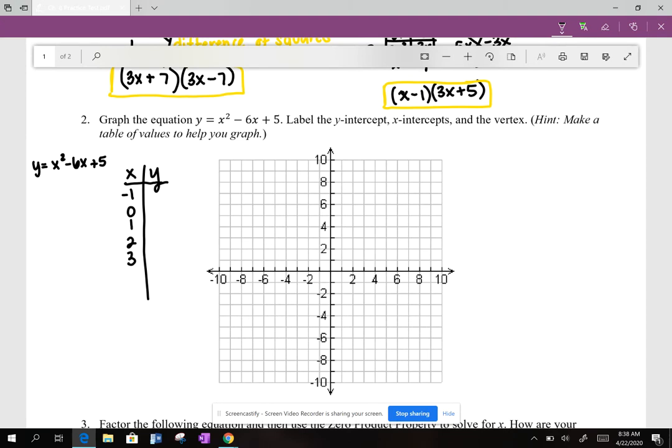-1 for x. So -1 squared minus 6 times -1 plus 5. That's going to give us, let's see, -1 squared is 1, minus 6 times -1 is a -6 plus 5. That turns into 1 plus 6 plus 5, which gives us 12.